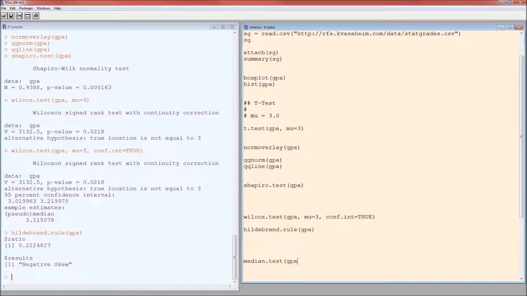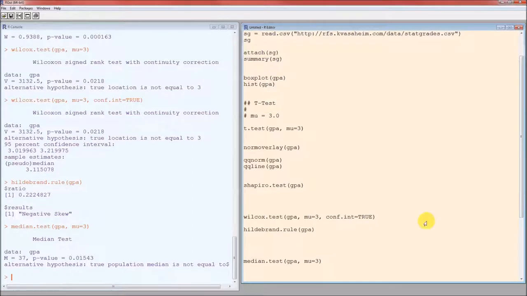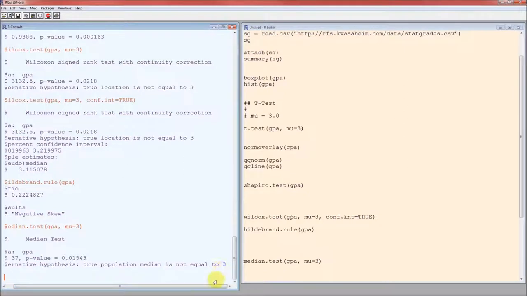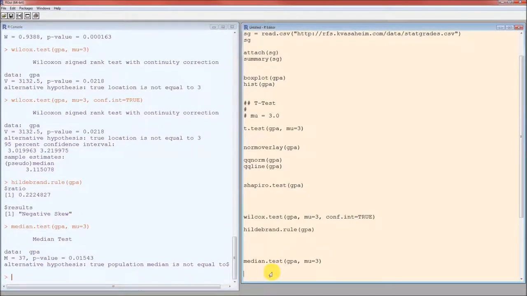It's median.test. Again, give it the data. Also give it the null hypothesis, mu equals 3. Control-Enter in R. Here are the results for the median test. The test statistic name is M, M for median. Its value is 37. The p-value is 0.01543. Because p is less than alpha, we reject the null hypothesis and conclude that the true population median is not equal to 3. We don't know about the mean, but we do know that the population median is not equal to 3. Thinking that the true population median is 3 is unrealistic. The data do not support that conclusion.